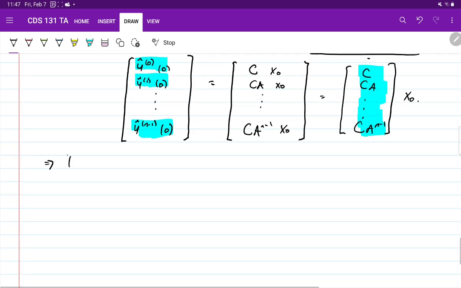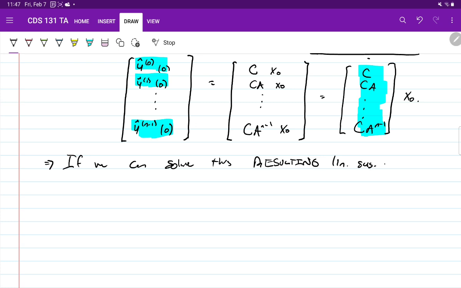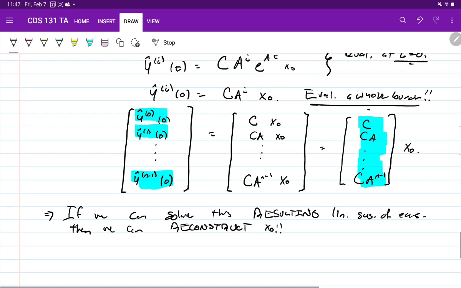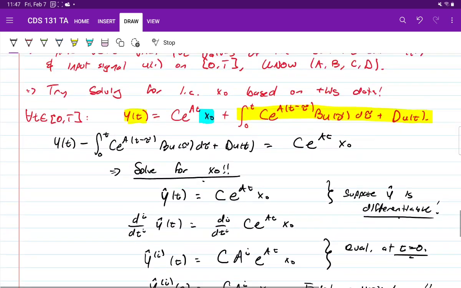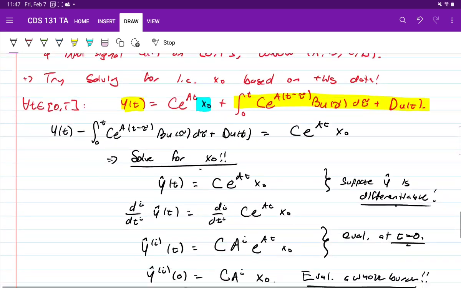So basically, if we can solve this resulting linear system of equations, which is just a standard linear algebraic system now, nothing more, then we can reconstruct x naught, okay? So if I'm able to find a unique solution to this equation, then I'll be able to figure out what x naught actually was, all right? And this is only using data of my output and my input signal, all right?